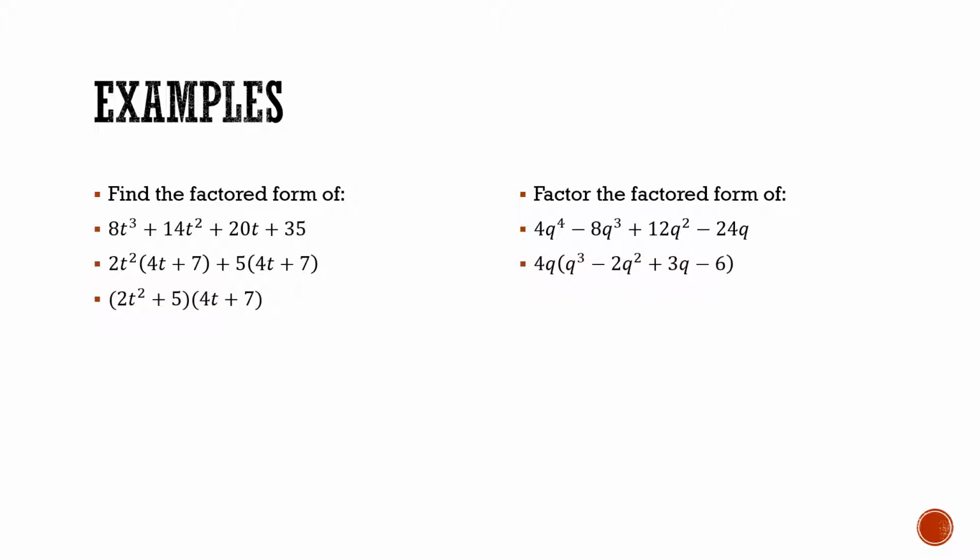That's a GCF of all the terms. So I factor out a 4q and I'm left with q to the third minus 2q squared plus 3q minus 6. Then I'm going to factor by grouping what's in the parentheses. I factor out a q squared from the left side and a 3 from the right side. I'm finally left with 4q times the quantity q squared plus 3 times the quantity q minus 2.